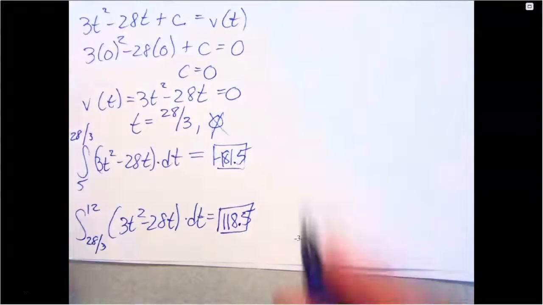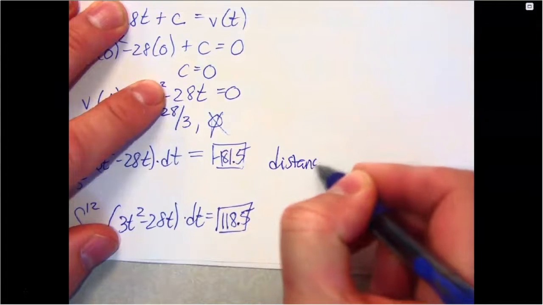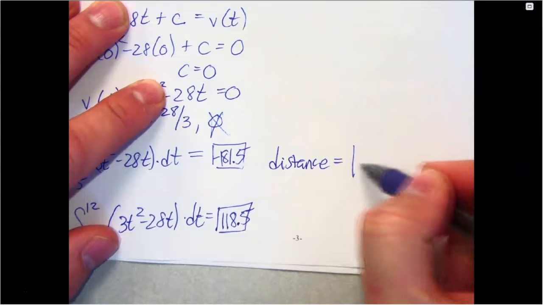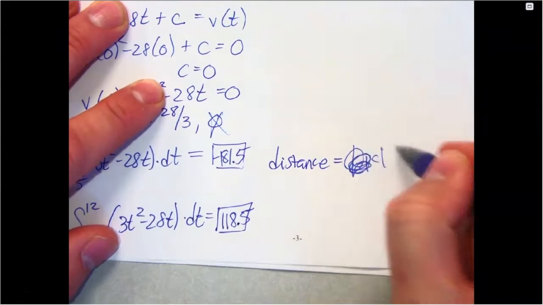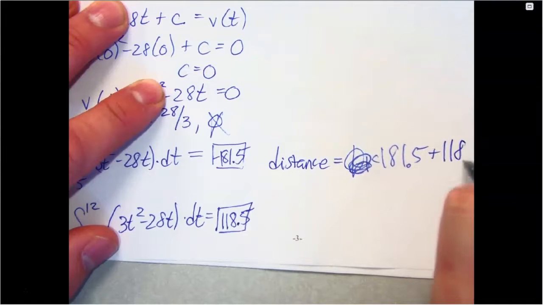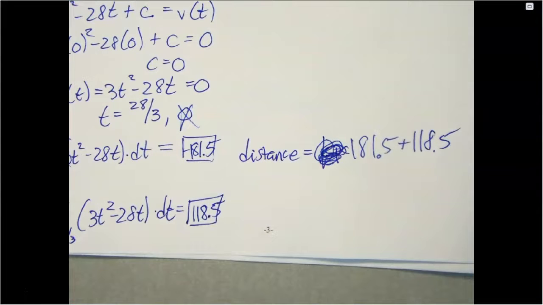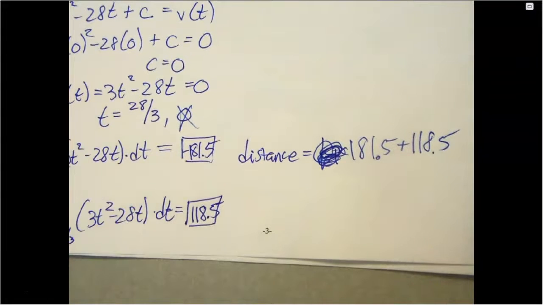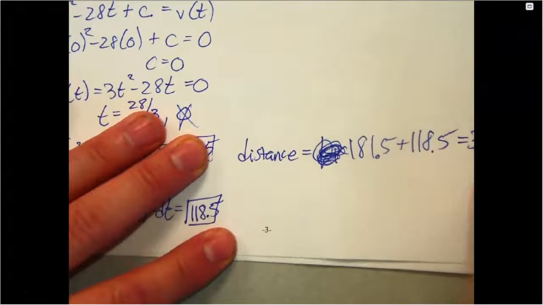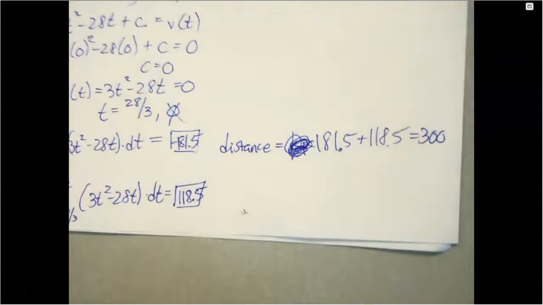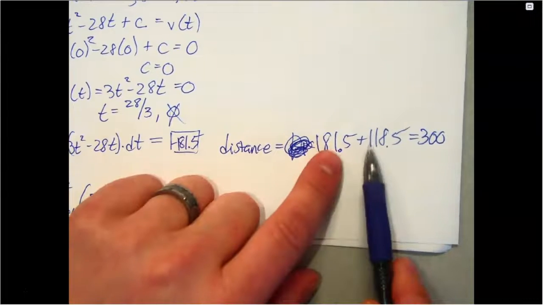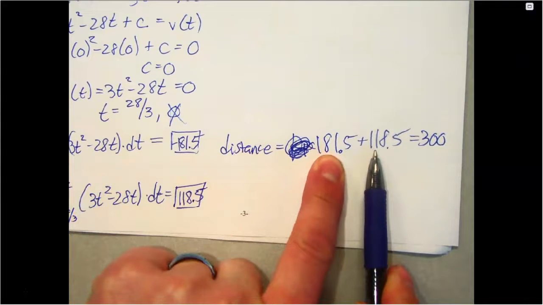And then my distance is the absolute value. My distance is 181.5 plus 118.5. I ignore the direction. I want 181.5 backwards. I want 118.5 forward. I actually traveled all that way, so I add up those 2 distances. Let's say 300. So you just make both parts positive, no matter what.